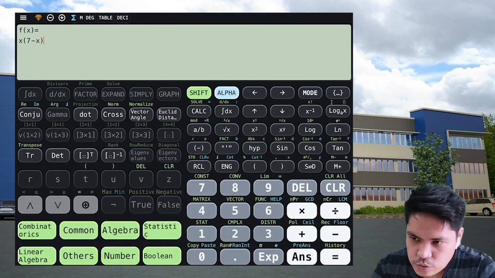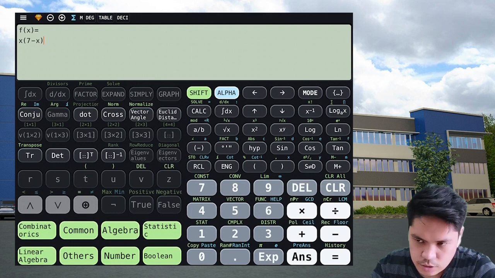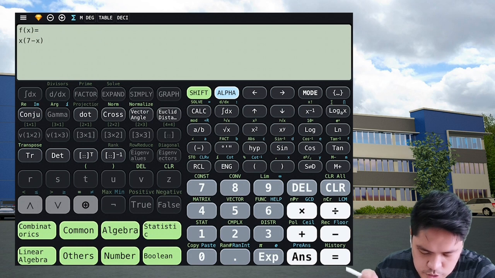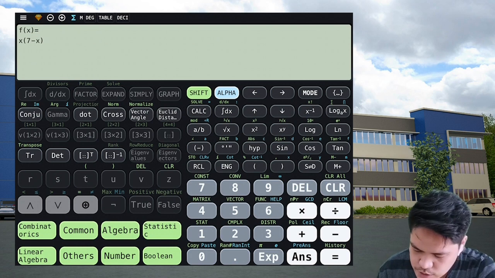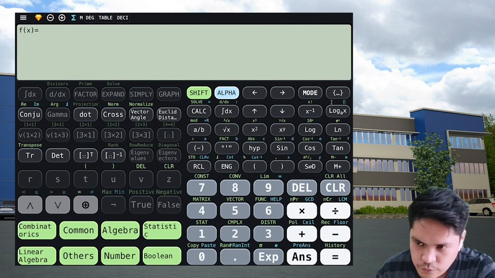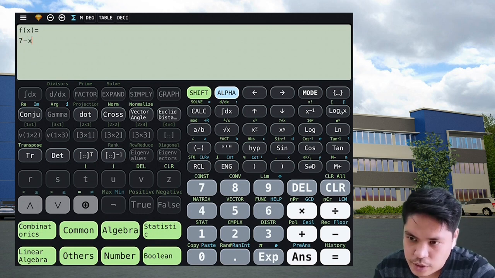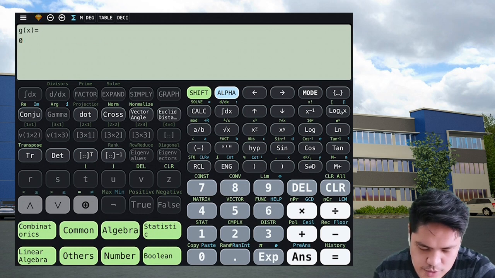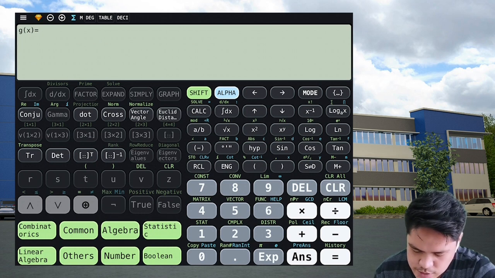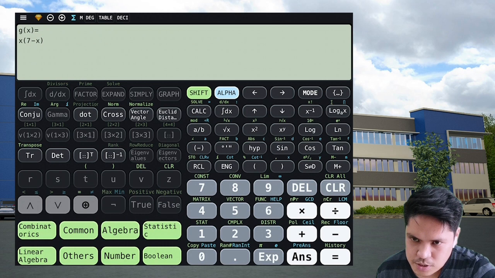Okay, if you want to verify our answers, let's just use the table mode in our scientific calculator. If we let y equal f of x, we'll start with f of x equal to 7 minus x. So f of x now is the variable y. And g of x is the product, so we'll take that as x times 7 minus x. So we could express it that way.